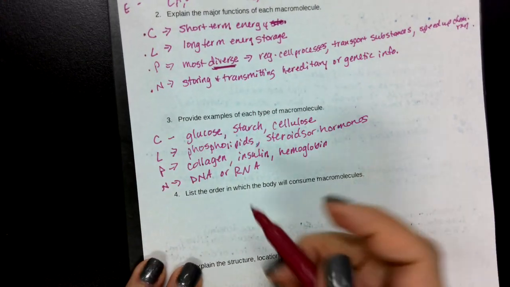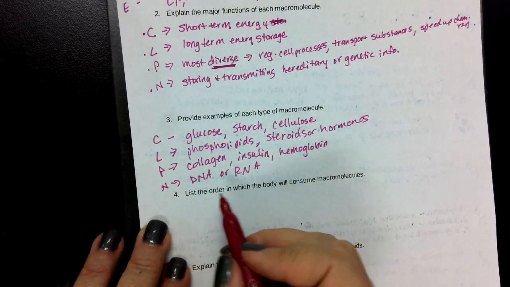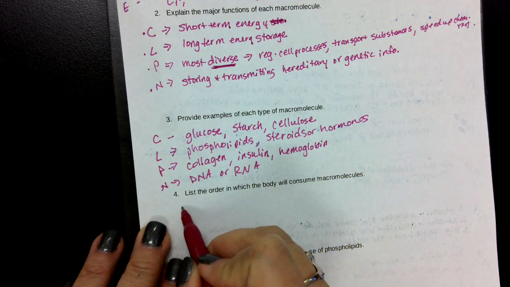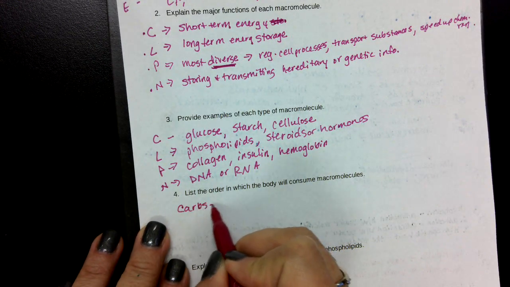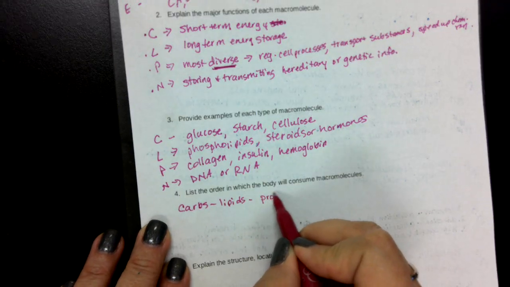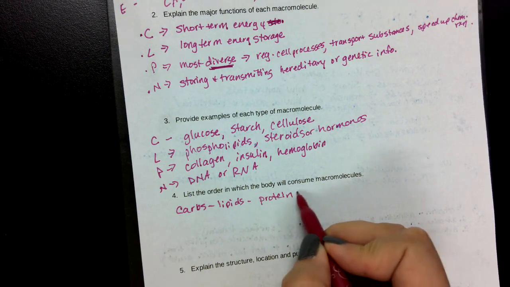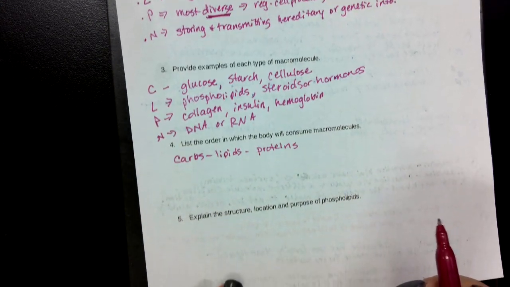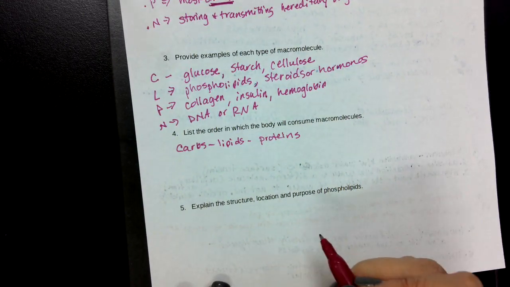All right, list the order in which they consume. It's the order on the chart. So you have carbs, lipids, proteins, never nucleic acids.